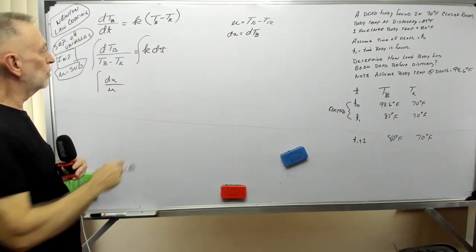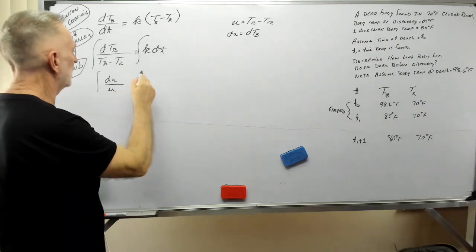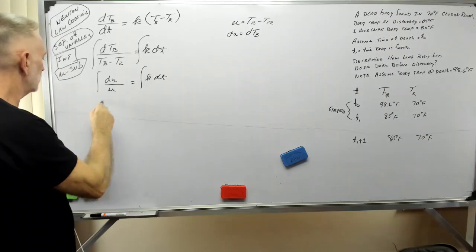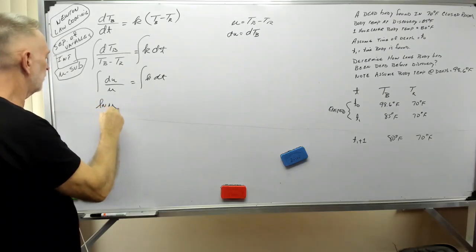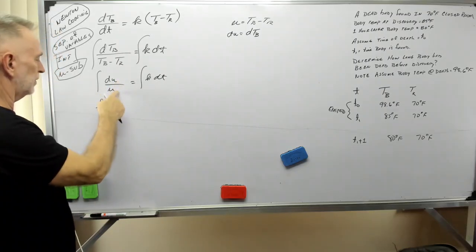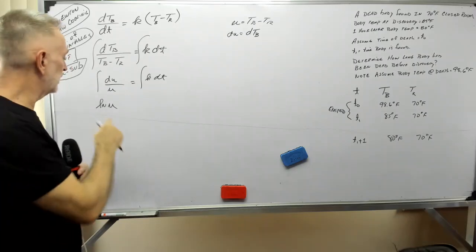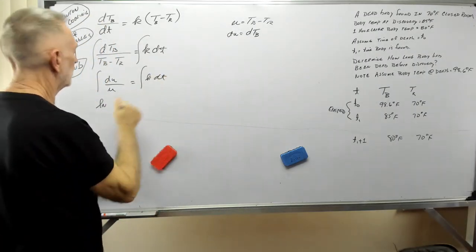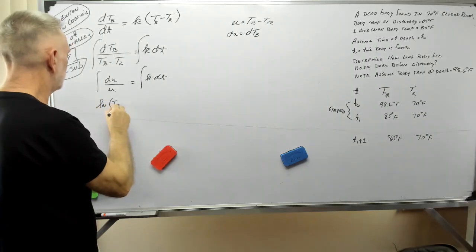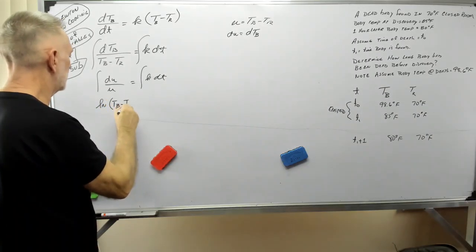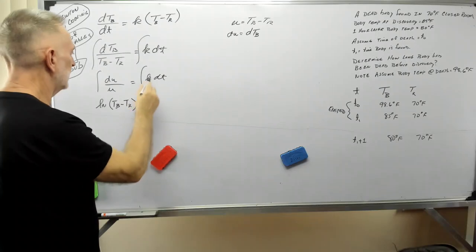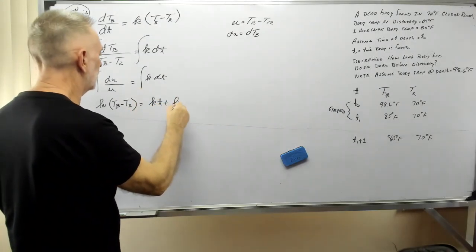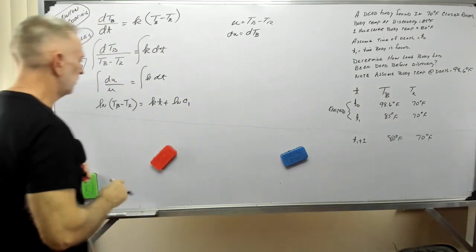Integral of du over u equals the integral of k dt. So this is the natural log of u. The derivative of a function over the function is the natural log of u. And what is u? T sub b, temperature of the body, minus temperature of the room. And that equals kt plus natural log of C1.